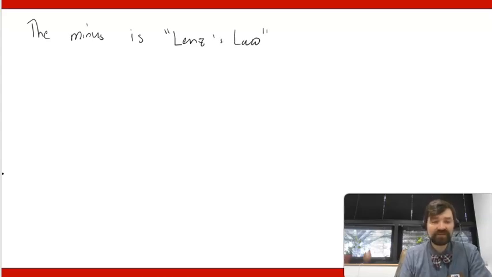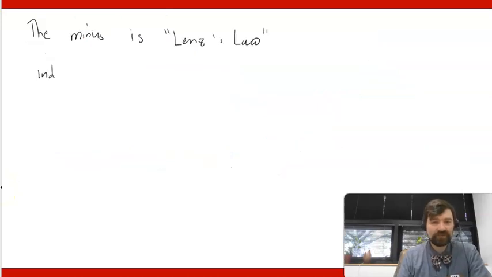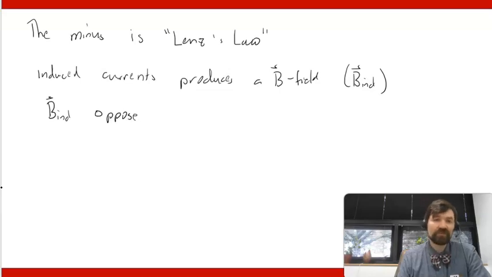And what Lenz's law says is that if we come back over here, for example, you could get an induced current from Ohm's law, which would be the induced EMF divided by the resistance. And if you induce a current, the induced current produces a magnetic field. So this would be like B induced. And what it does is that it opposes the change in flux from the original magnetic field.